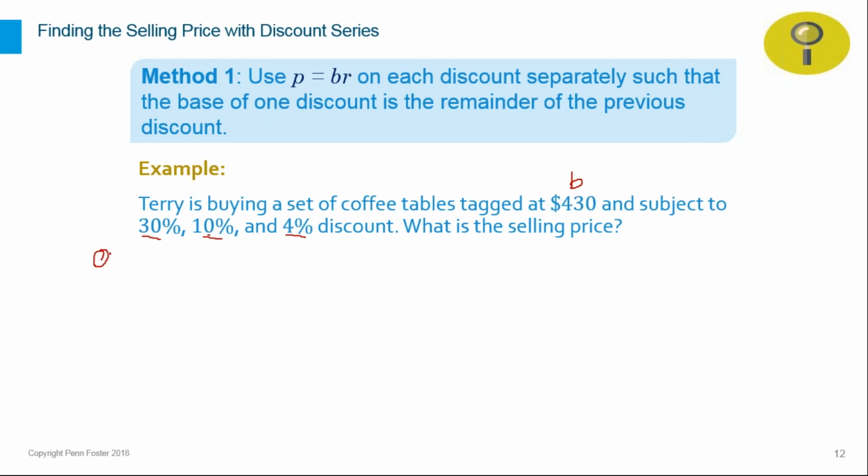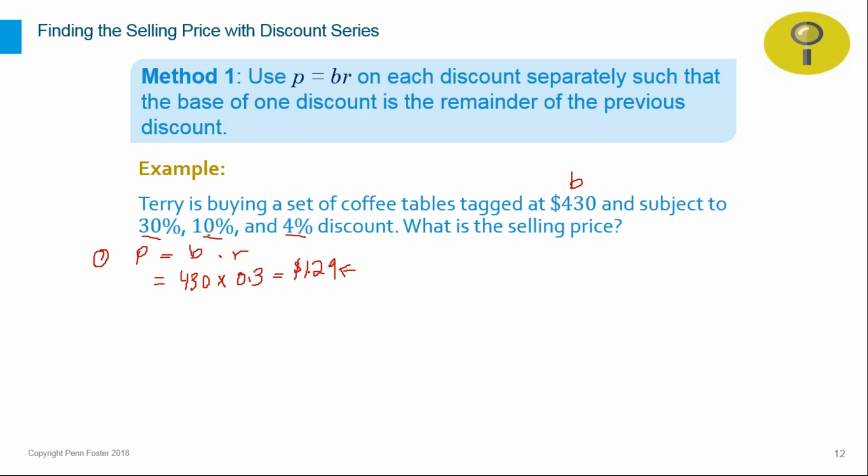Step number 1, I'm going to find the percentage, the savings, after applying 30% off on the tag price. P equals B times R. P is the unknown, B is the base, $430, and R is the 30%, so times 0.3. Let's make that times like this so it does not confuse with the decimal point. So multiply, you'll find the savings, $129.